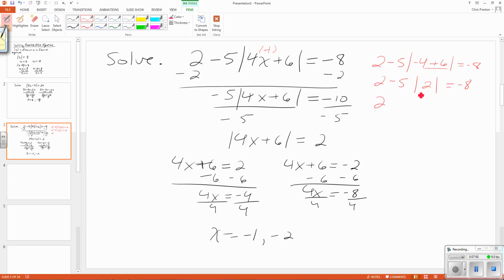Then you would do this operation here. Absolute value of 2 is 2. And then multiply -5 times 2, that is -10. And then 2 minus 10 is -8. Yes, it checks. So that's how you can check those answers, see if they work.